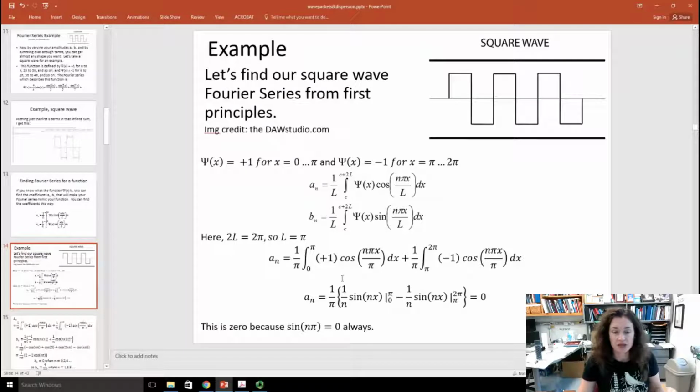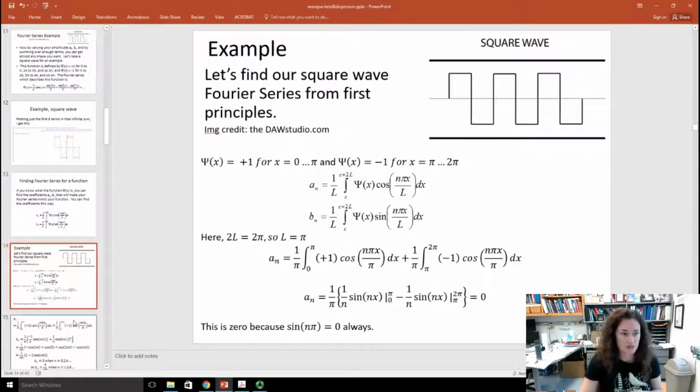Okay, so plugging that in, I get 1 over pi, 1 over n sine of nx, evaluated from 0 to pi. And remember that my wave function was a -1, so I'm subtracting the second term, minus 1 over n sine of nx, evaluated from pi to 2 pi. Now, this is equal to 0, because the sine of 0 is 0, the sine of pi is 0, the sine of 2 pi is 0, the sine of 3 pi is 0, and you can keep going. So all those terms are 0, which makes my coefficient a sub n, my amplitude, 0.